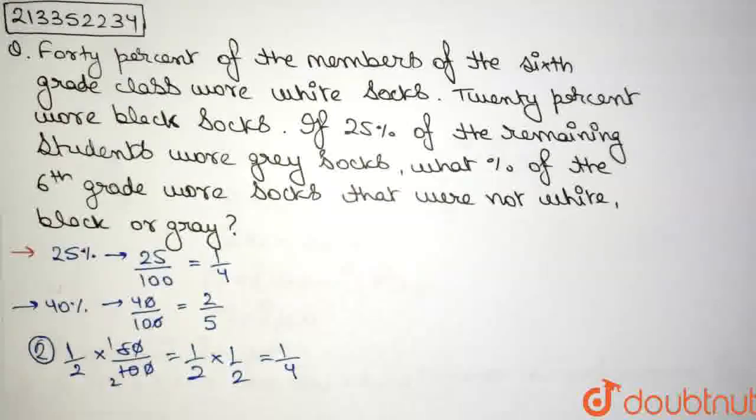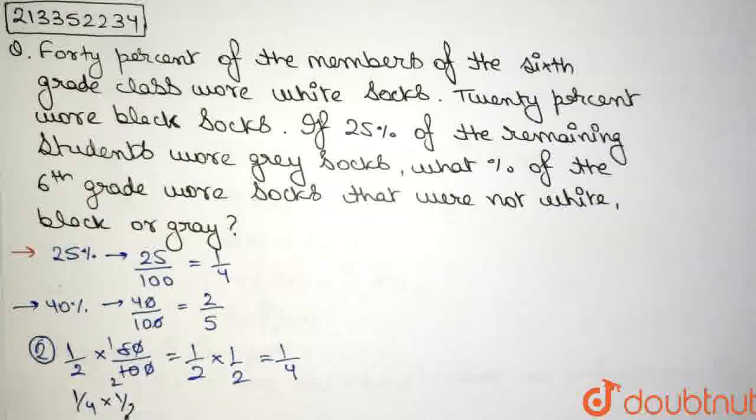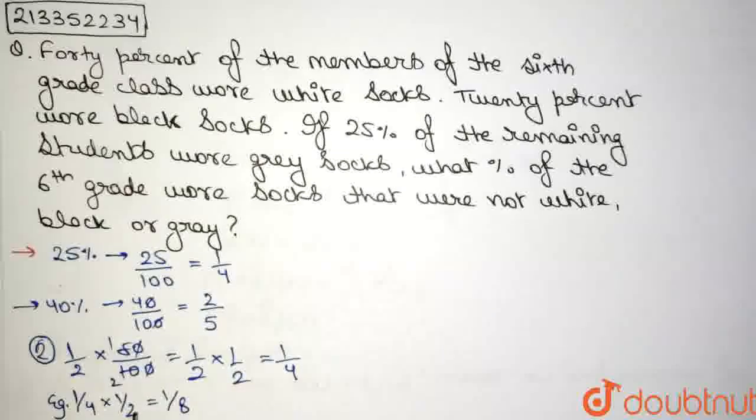So when we are finding 50%, we simply multiply by 1 by 2, which is the fraction form of 50%. Similarly, if you ask what is 50% of, say, 1 by 4, I'm going to multiply 1 by 4 by 1 by 2. So this is another example: 1 by 4 into 1 by 2 equals 1 by 8. So 50% of 1 by 4 is 1 by 8.